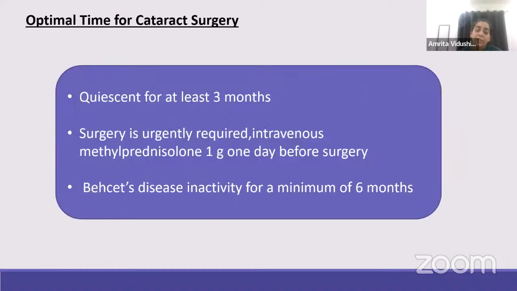So coming to the optimal time for the cataract surgery, as I mentioned, most of these classifications of uveitis tell us that quiescence should be maintained for at least 3 months. And if there's an intumescent cataract that we are dealing with and we have to operate for the patient right away, we have to make sure that we give intravenous methylprednisolone 1 gram 1 day before the surgery. And for Behçet's disease, the inactivity should be at least 6 months.